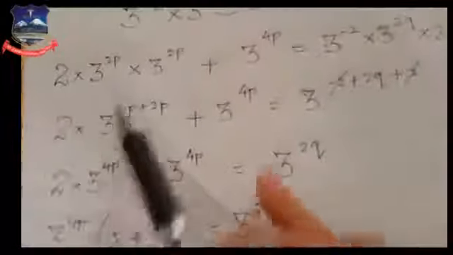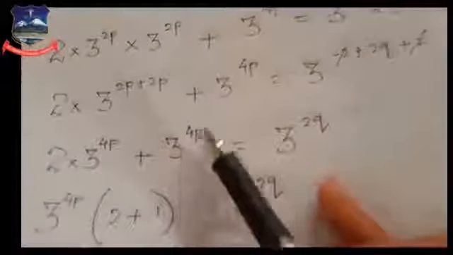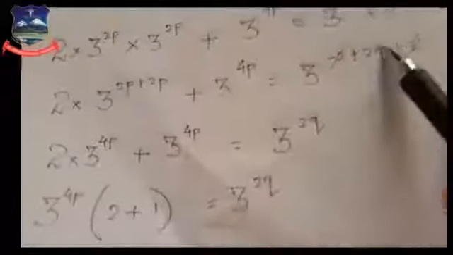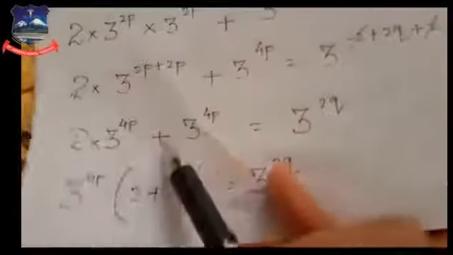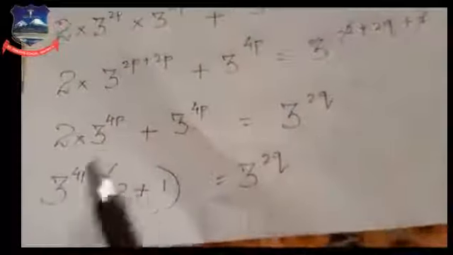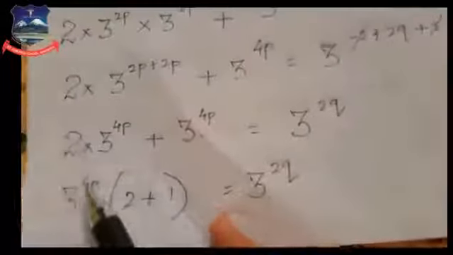2 into 3 to the power 2p plus 2p is 4p, plus 3 to the power 4p is equal to 3 to the power 2q. Next, from here we can take out 3 to the power 4p common. We will write 3 to the power 4p. Then inside the bracket 2 plus, in place of this we have to write 1, is equal to the right hand side. Now 2 plus 1 is 3. So the left hand side will be 3 to the power 4p into 3.